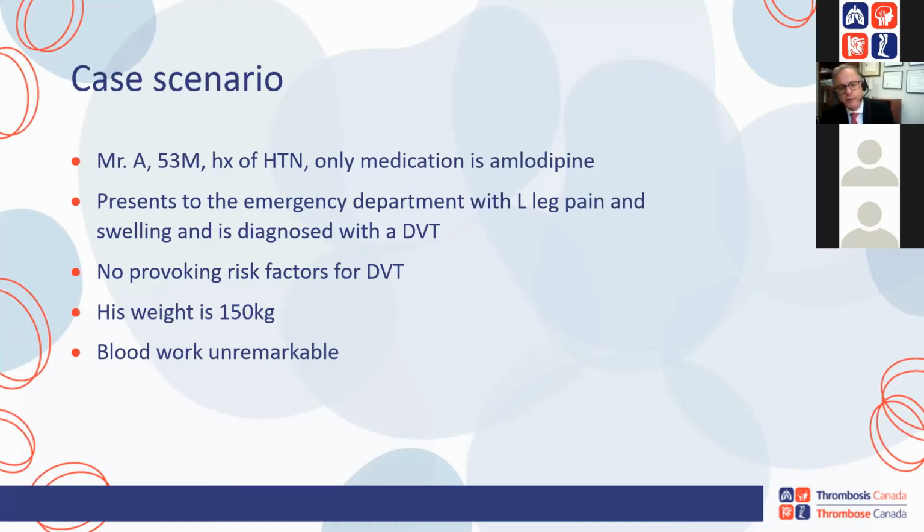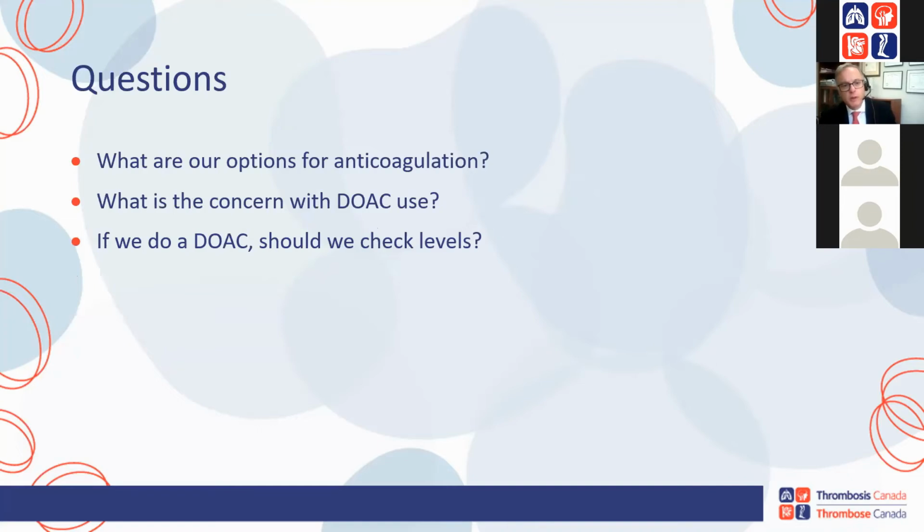So back to the case. So 150 kilograms, or about 330 pounds. And what are our options here in terms of anticoagulation? Is there a concern about using a direct oral anticoagulant? And if we do so, should we be checking the levels? And we just talked about a minute ago, not checking levels routinely. So here we're dealing with a different sort of special population situation, but something that is not that uncommon.